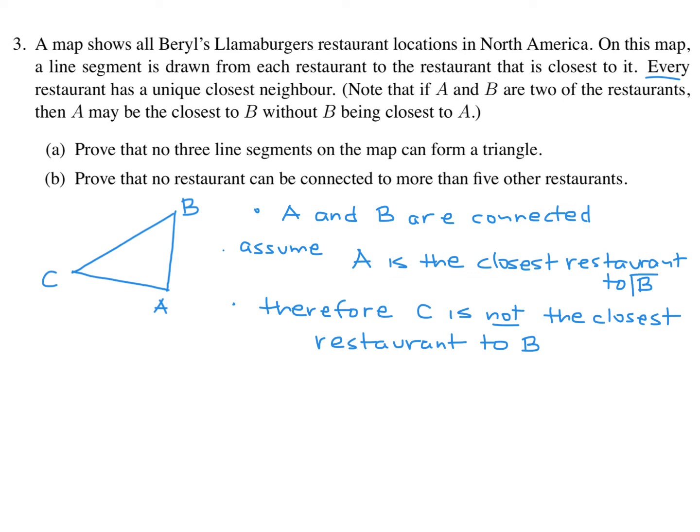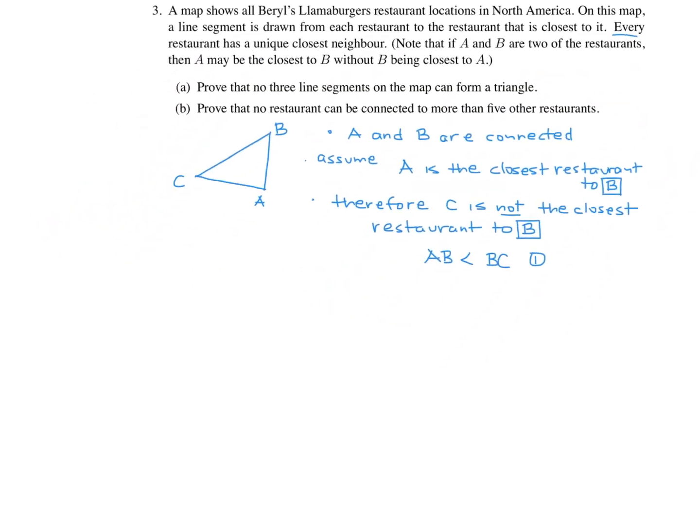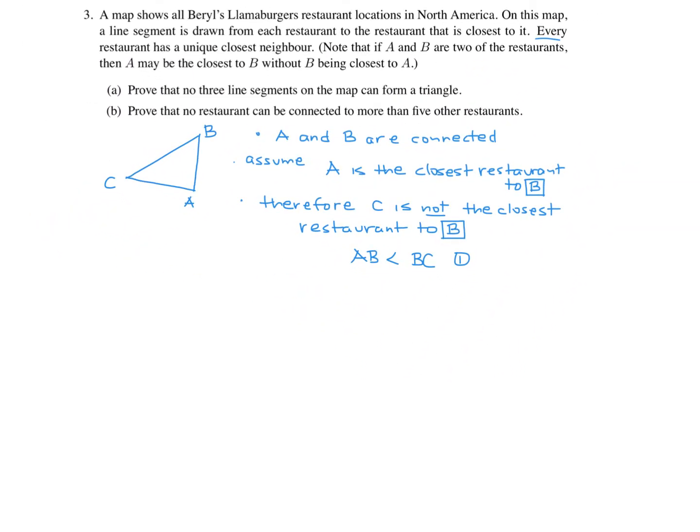So we first were looking at B and trying to figure out how this would be. So A is the closest restaurant to B. Therefore, C is not the closest restaurant to B. That's my assumption. If that's true, then that means that the distance from A to B is less than the distance from B to C. Okay? So that is the first established fact. Okay, moving right along.